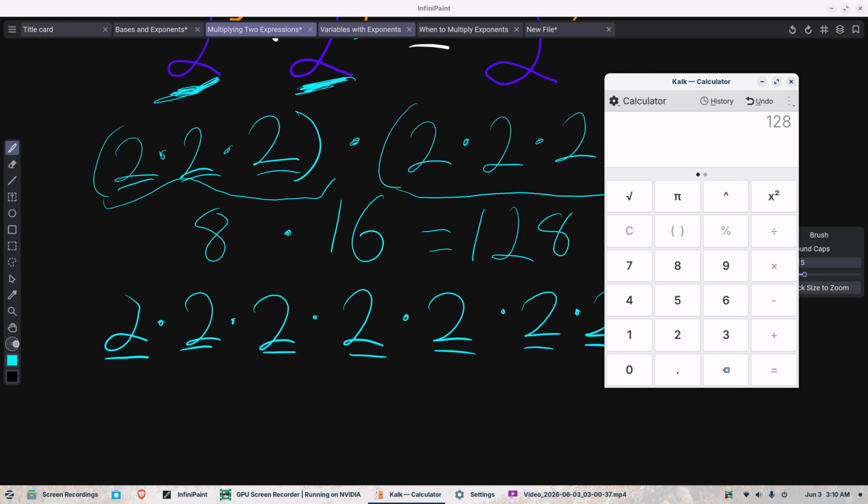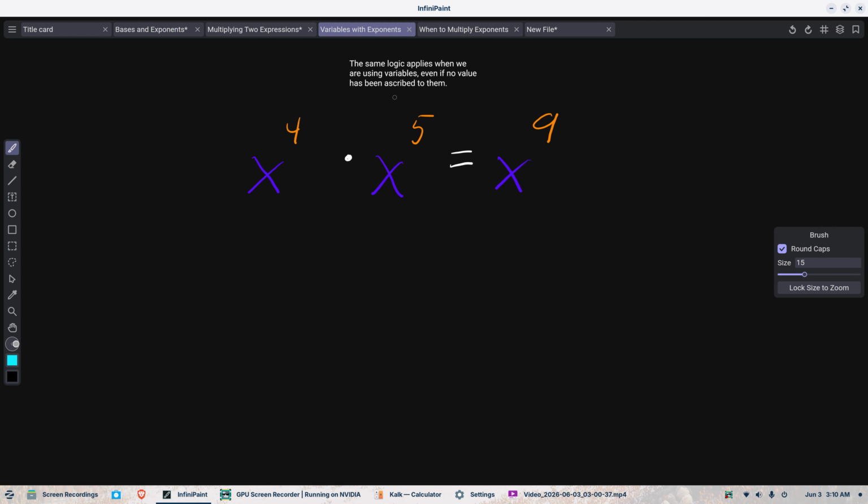Now, when we use variables, the same logic applies. So even though we don't know exactly what our base is, we have x here and x here, we still know that since we are using the same base, we will just be adding the exponents. So we add 4 and 5, and this gives us 9 as our final answer.